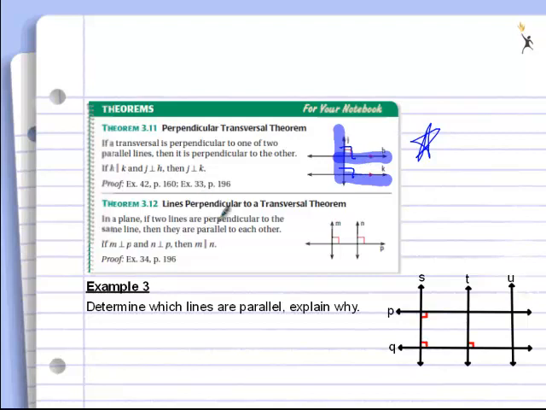Now we have another one that says the exact same thing. Lines perpendicular to a transversal theorem. In a plane, if 2 lines are perpendicular, like this, if they're perpendicular to the same line, then they're parallel. Well, let me ask you this. If you have 2 angles that are congruent, what kind of angles are they? Holy smokes, they're corresponding angles. And if corresponding angles are congruent, then the lines are parallel.